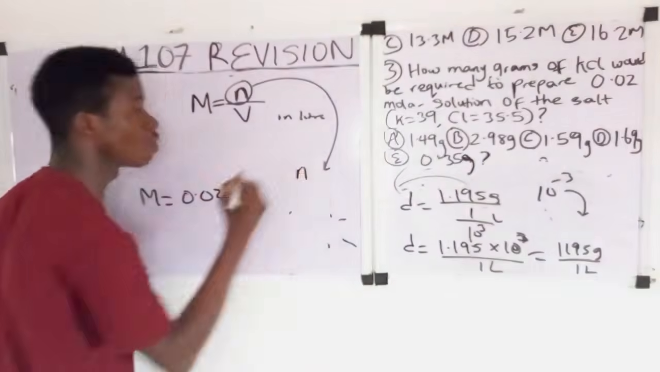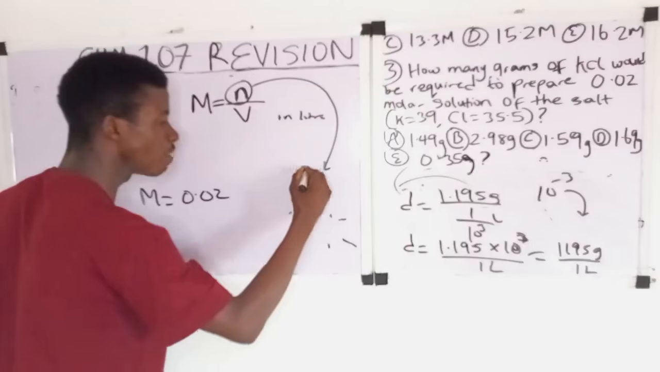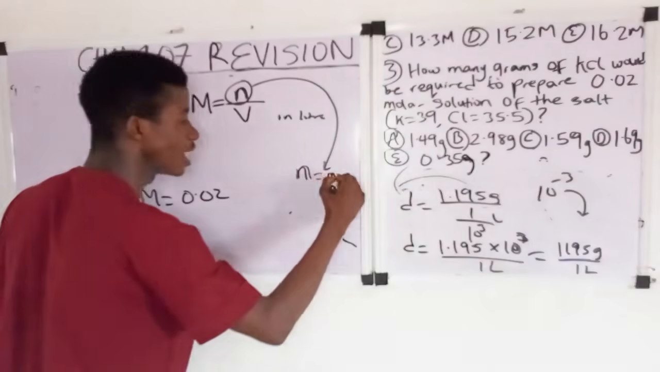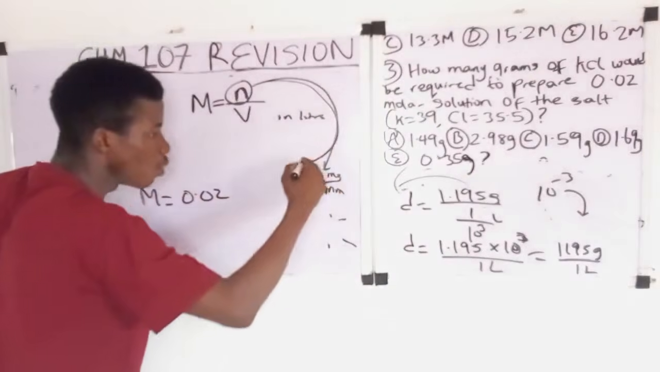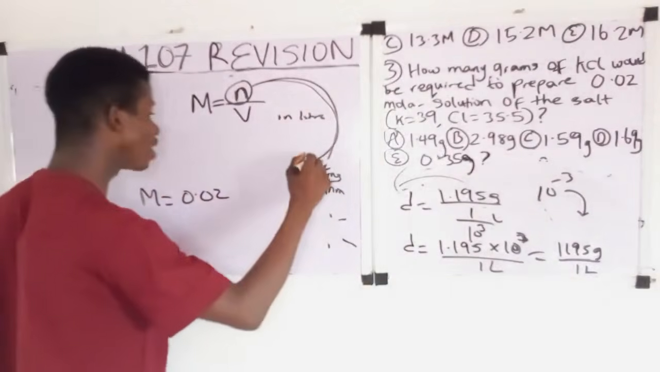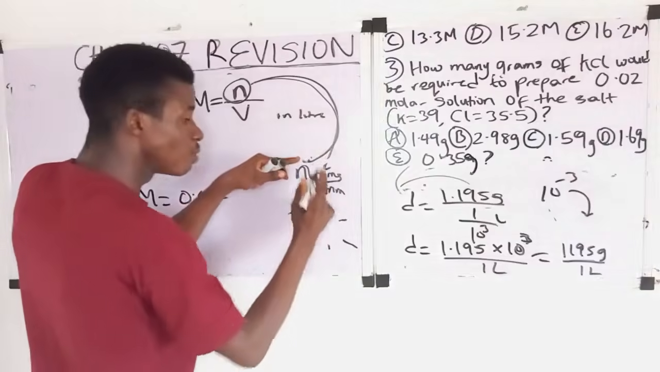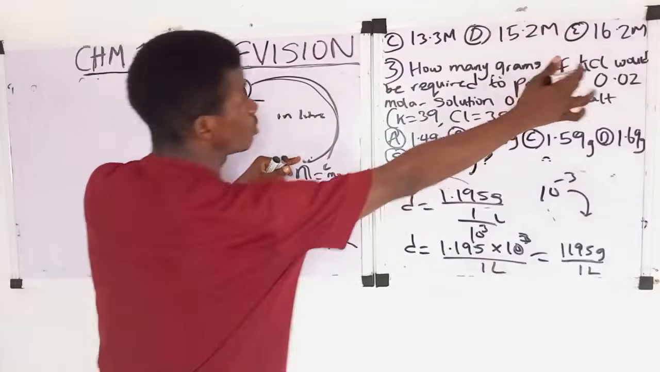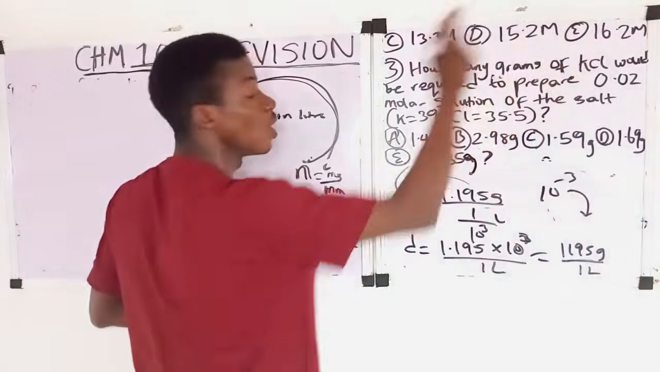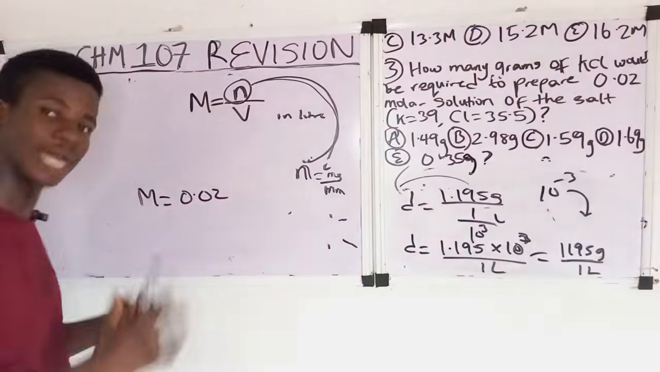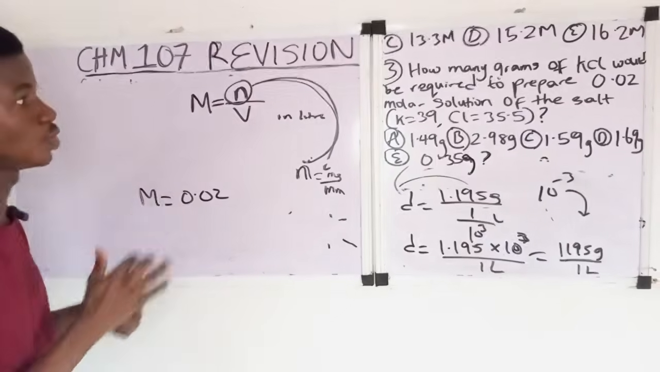Once we get the number of mole, we all know that number of mole is equal to the mass in gram over the molar mass, right? Yes. So once we get number of mole, we use it and the molar mass to look for the mass in gram of potassium chloride. Okay, so that's what they are telling us to do.